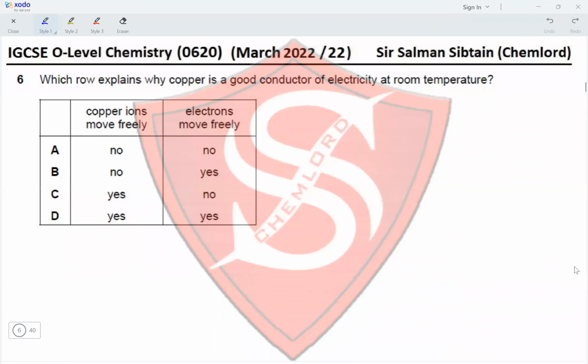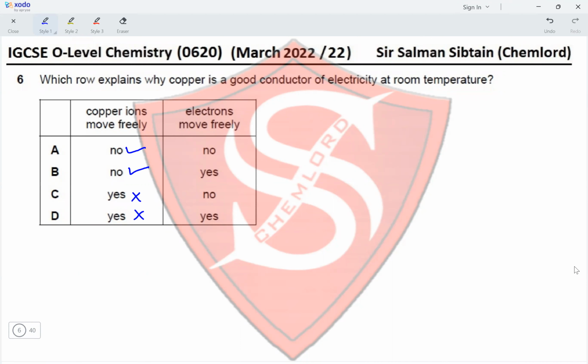Question 6. Which row explains why copper is a good conductor of electricity at room temperature? Copper ions move freely? No, the copper ions are not moving because if it is conducting electricity in the metallic state, there are no copper ions present. So option A and B state no, and C and D get eliminated for stating yes.